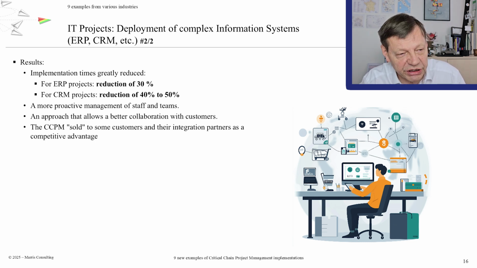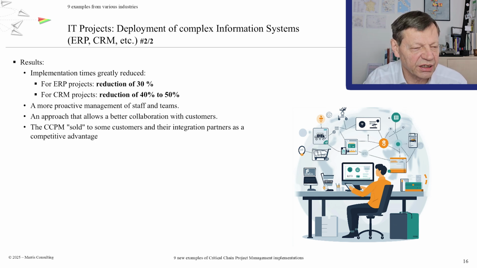The results were for 2 different businesses. For the ERP projects, we've already achieved a reduction of over 30% of the duration. It's probably going to go further than that. That's just the initial results after the first year or so of implementation. And the CRM projects are already 40 to 50% faster and still getting faster and faster. So those were the results.